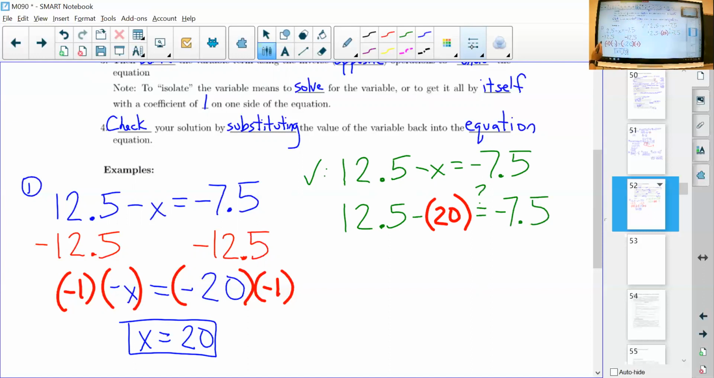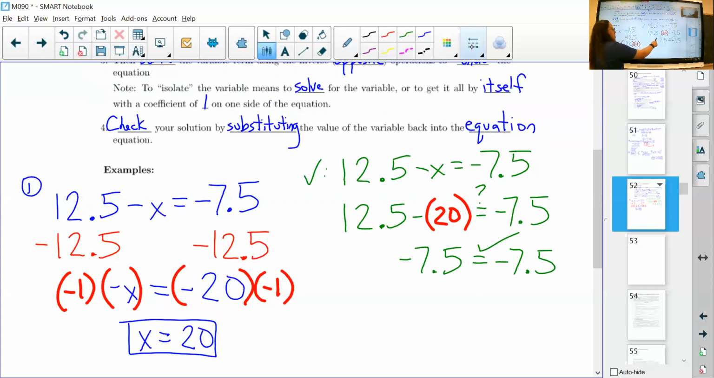Great. If it works out, we've checked our solution. 12.5 minus 20, so I'm subtracting a bigger number from a smaller number. It's going to give me something negative. That's a good sign. And 20 minus 12.5 is 7.5. So we have negative 7.5 equals negative 7.5. It checks out.